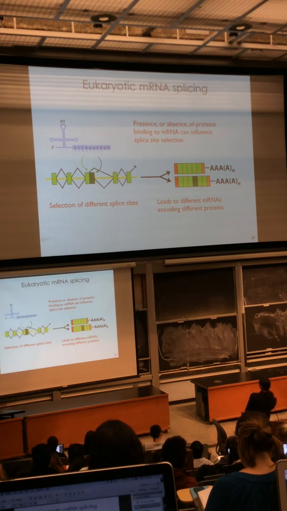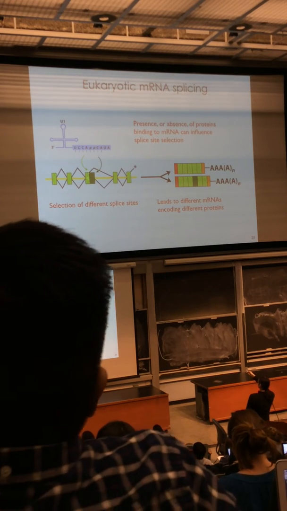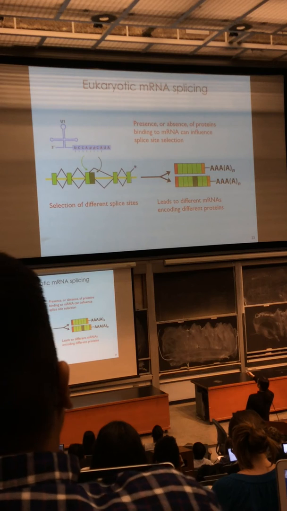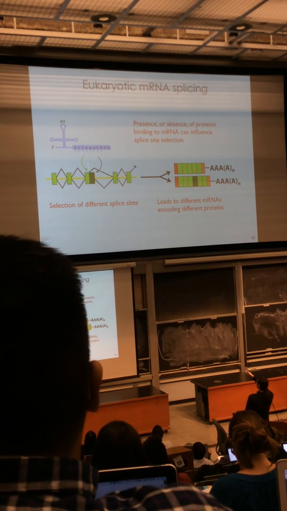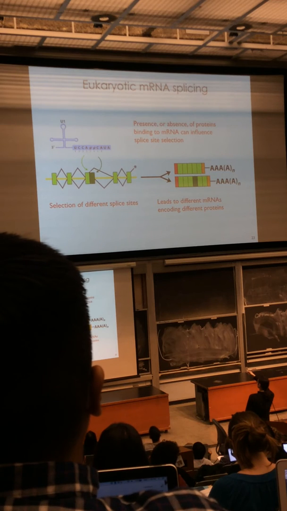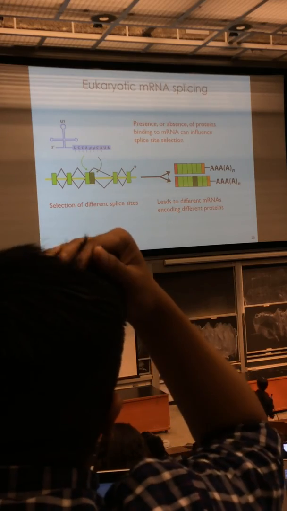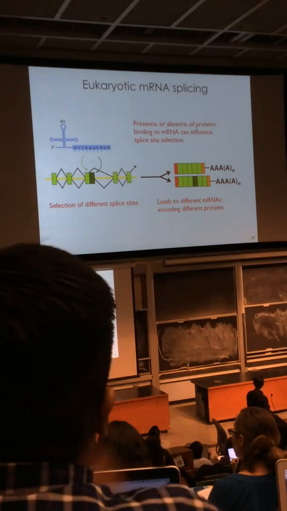And I'm actually showing two different versions here. The difference between them is that in the light green case, the one diagrammed up top, U1 will base pair with a 5' splice site here, whereas in the dark green case, U1 will not base pair here, and instead base pairs with this one that's further downstream.